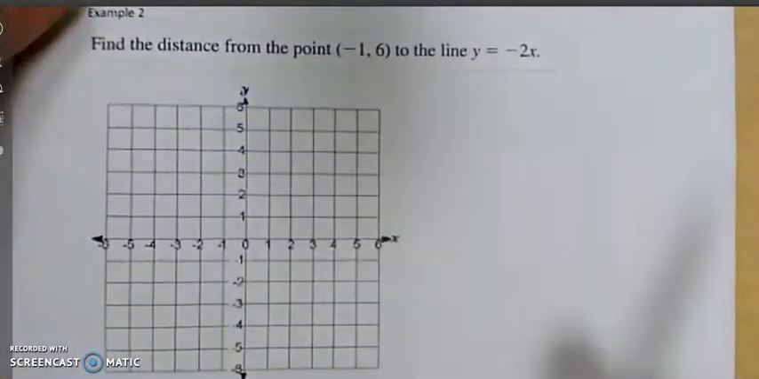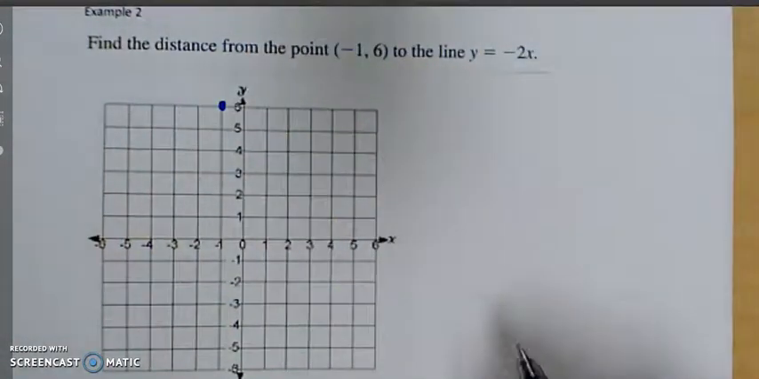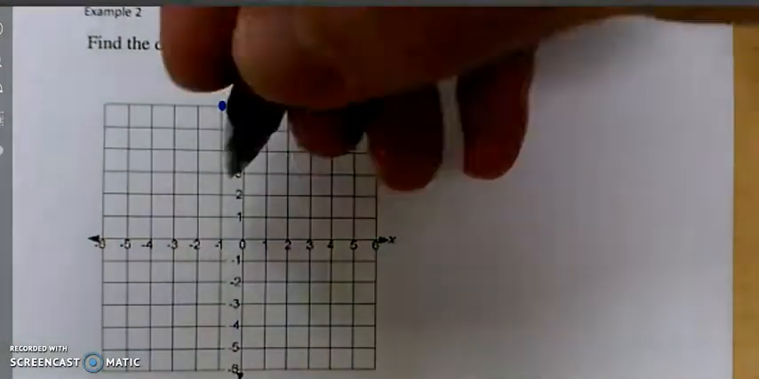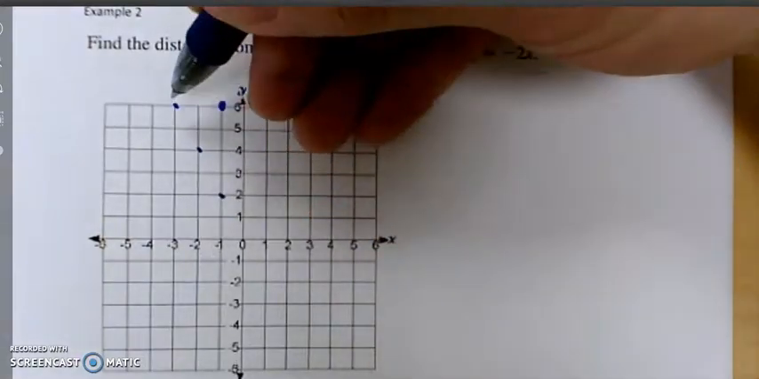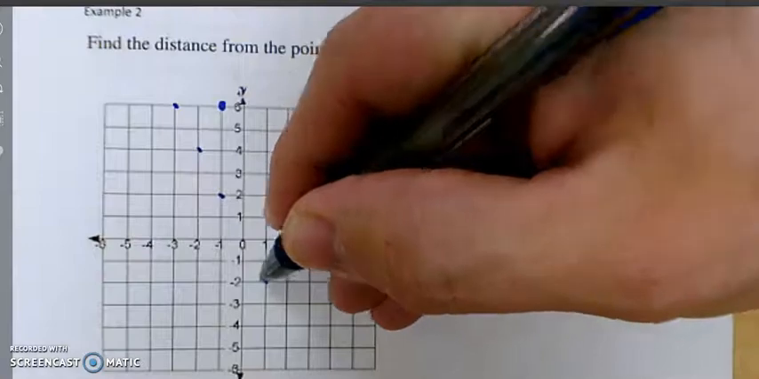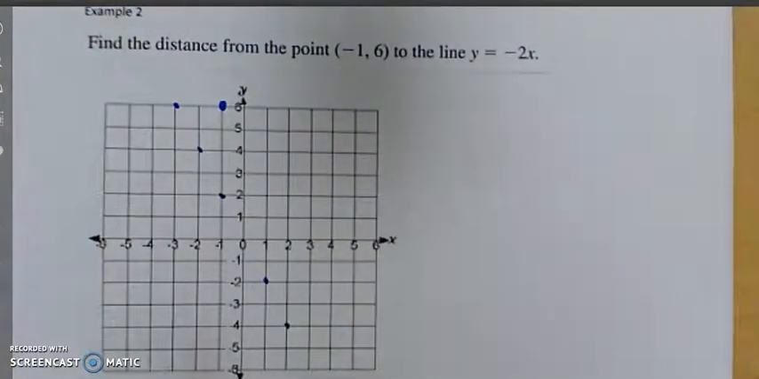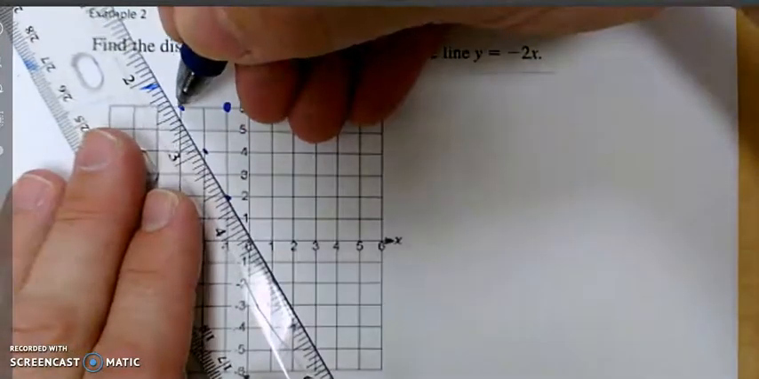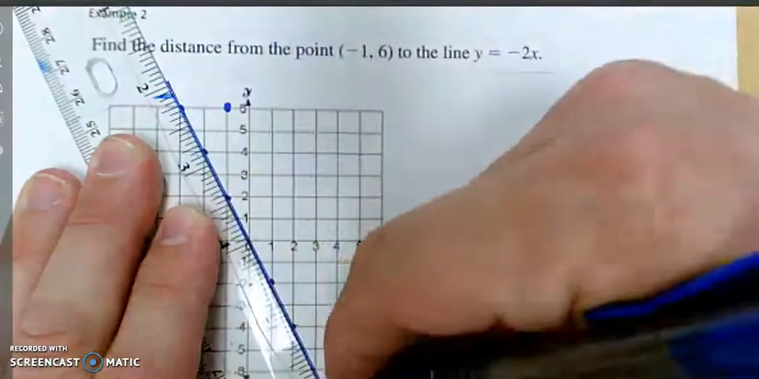Find the distance from the point negative 1, 6, which is right here, to the line y equals negative 2x. So I'm going to graph the line y equals negative 2x really quick. Remember, down 2 over 1. 0 would be our y-intercept for that line. Just to be nice and neat, I'm going to use a straight edge to create that line. And here we go.